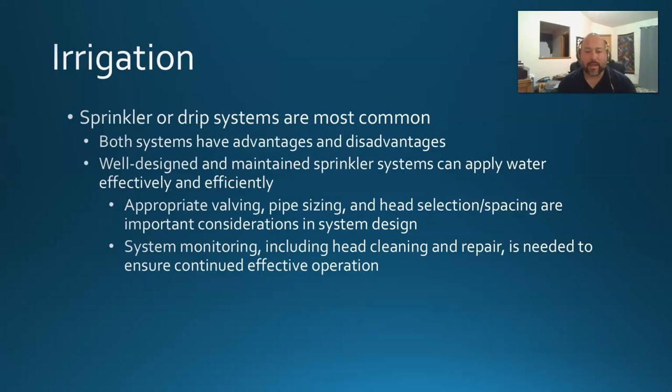Both sprinklers and drip systems have advantages and disadvantages. The big thing is it's just got to be well designed, and it's got to be maintained, and it's got to apply water effectively and efficiently and enough water. So you've got to really consider the valving, the pipe sizing, the head selection, all those sorts of things, as well as monitor the system to really make sure you're getting what you need for your trees.